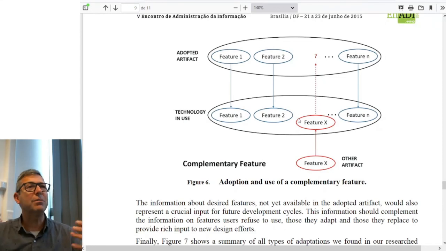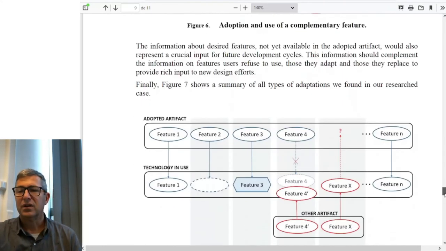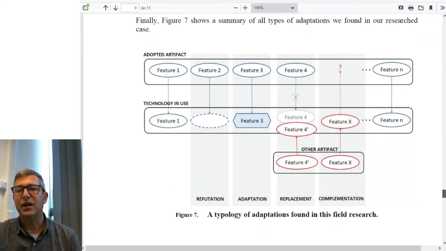So the user becomes part of the development team if the development team looks at this use of technology that is rebellious, let's say, not as being rebellious, but as being a source of knowledge, a source of new ideas. And finally, if we think of the whole model now, we will see that there will be situations in which users will refute, adapt, replace, or complement the existing systems.